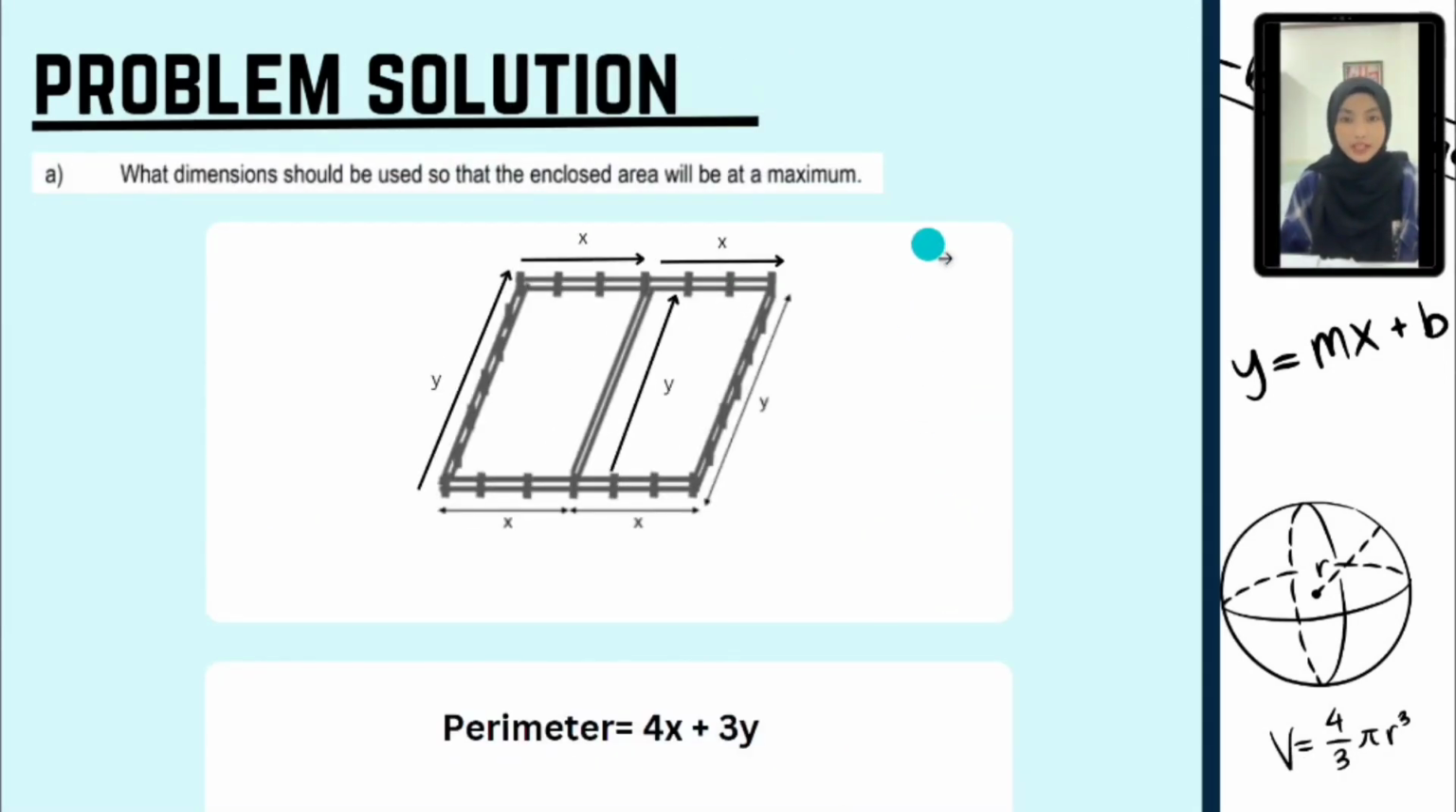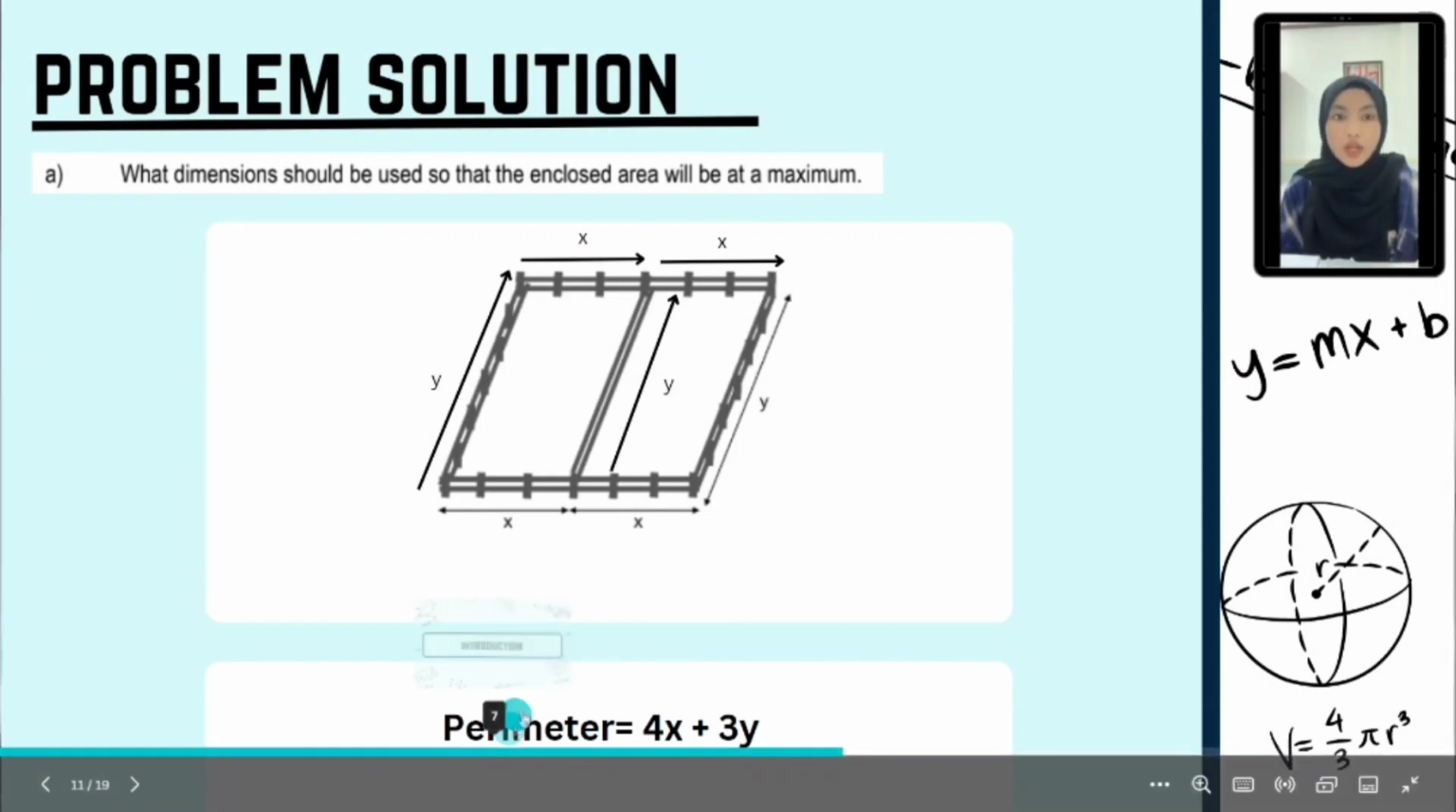Okay, first things first, let's take a look at our given image. We have two adjacent rectangular corrals, which means we have 5 sides. You must wonder, why 5? This is because we have two enclosed spaces, which means we have to include the middle part of the image. By adding all 5 sides of the image, we can get the perimeter, which is 4x plus 3y.